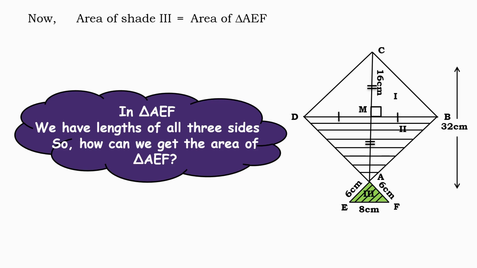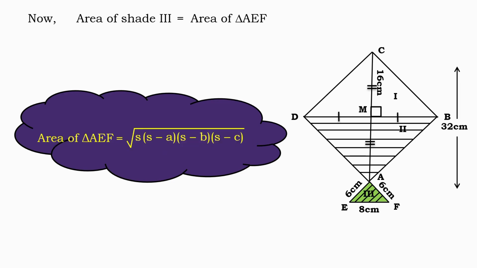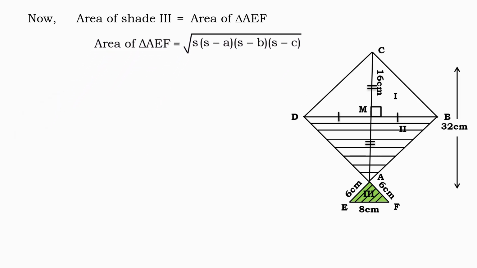We need to apply Heron's formula over here. So this is Heron's formula. Now apply this formula. First we need to find the values of A, B and C. A we know is 6, B is also 6 because this is an isosceles triangle, and EF, that is C, is 8 centimeter.